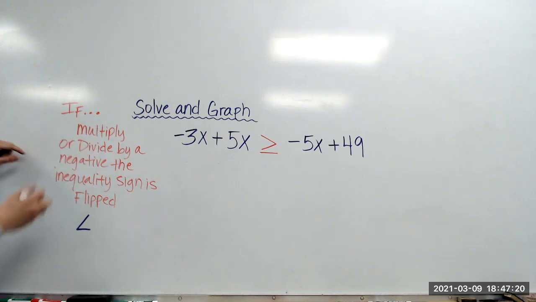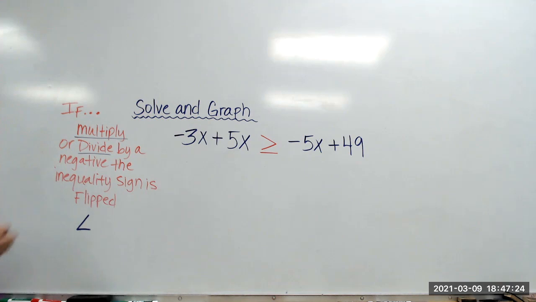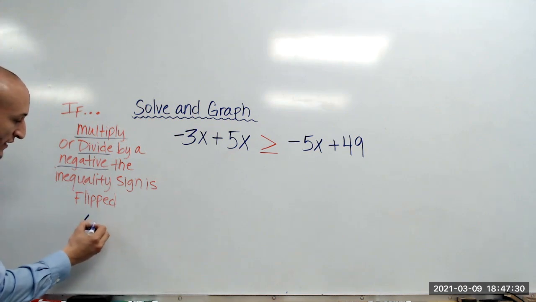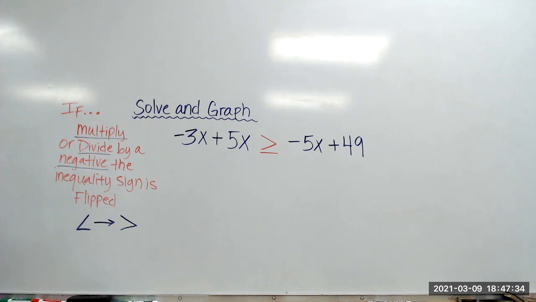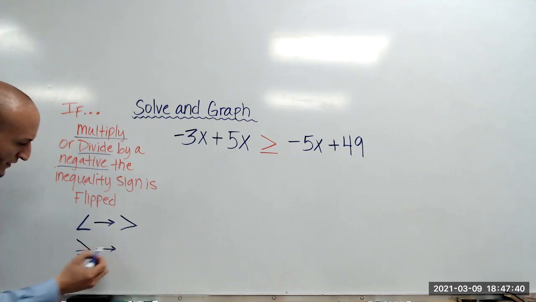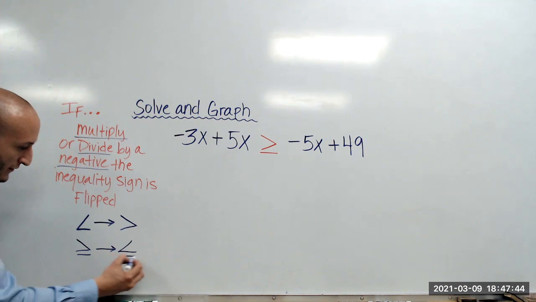I multiply or divide by a negative, it has to be a negative, the inequality has to be flipped, which means make it face the other direction. Okay, same, if I had something that looked like this, I multiply or divide by a negative, it would now look like this.